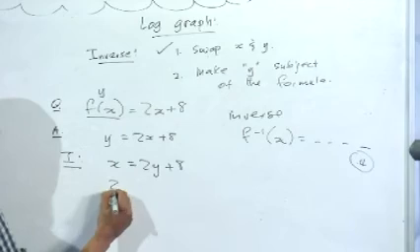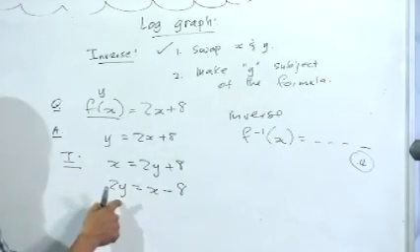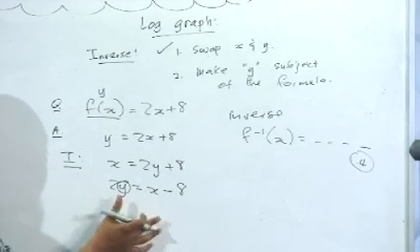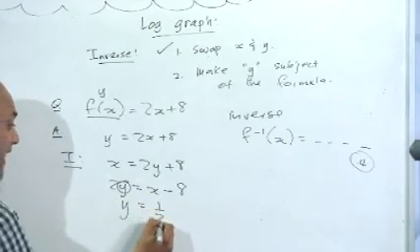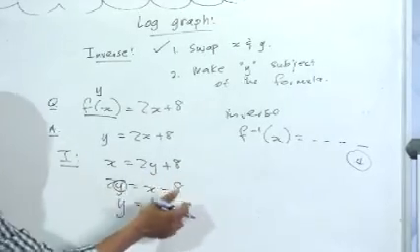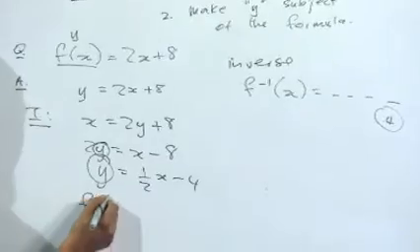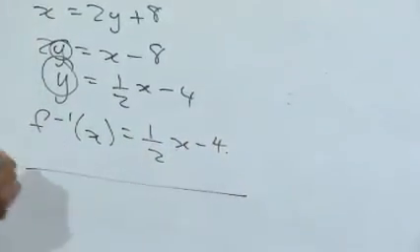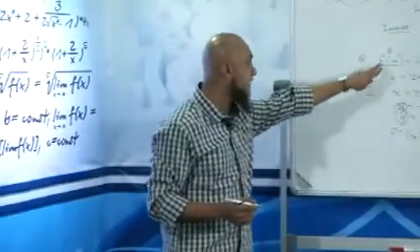We have 2y is equal to x plus 8 will go over as minus 8. We divide by 2. Remember, make y the subject of the formula. Divide by 2. It's an equation. What I do to one, I do to all. So y is equal to x over 2, which is a half x, minus 8 over 2 is 4. And they want it in the form f of minus 1. So f of minus 1x is equal to a half x minus 4. And there we go. That is the inverse function for 4 marks, the inverse function of that straight line.